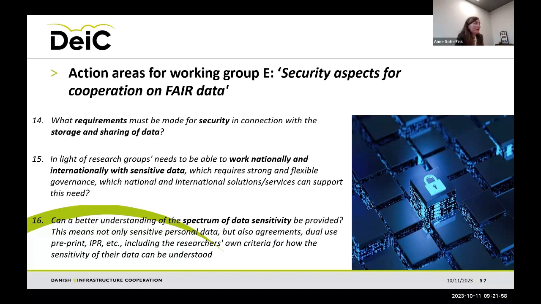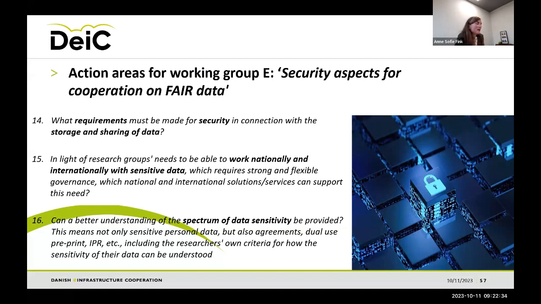Action area 15, in light of research groups' needs to be able to work nationally and internationally with sensitive data, which requires strong and flexible governance. Which national and international solutions or services can support these needs? What is actually implemented out there? What is used? And especially with this focus on sensitive data. At least we need to give more attention to the aspect of sensitive data.